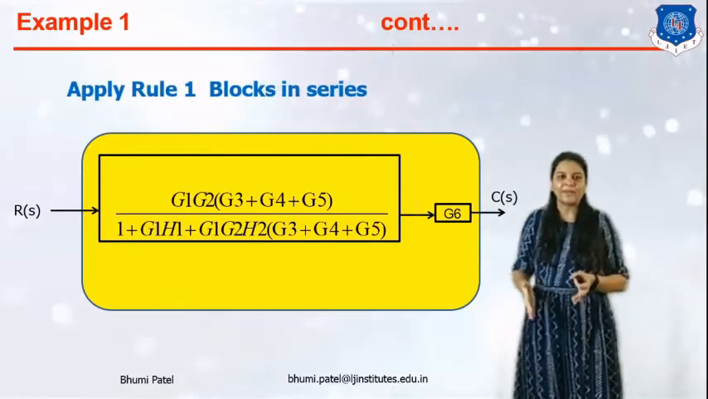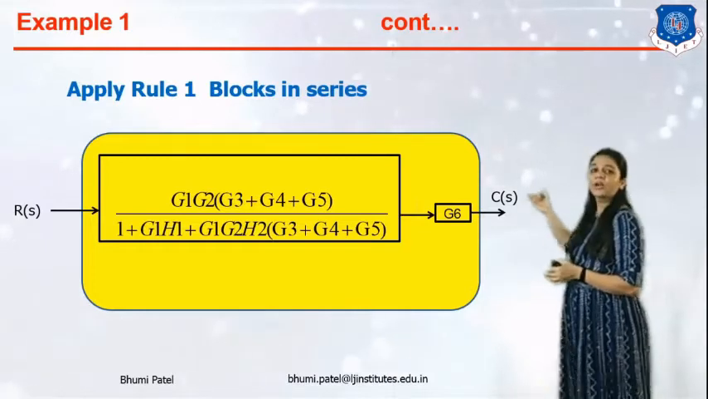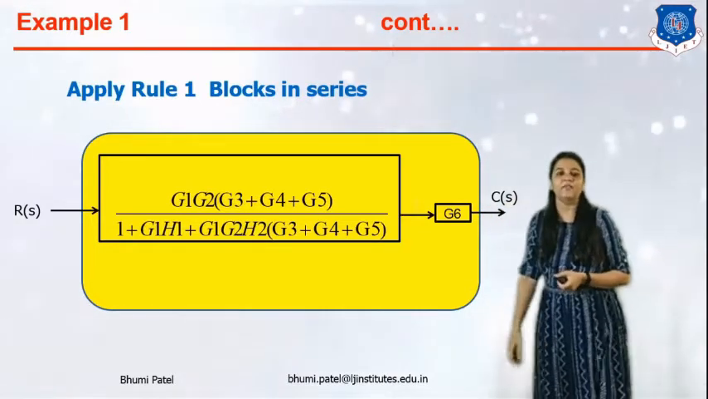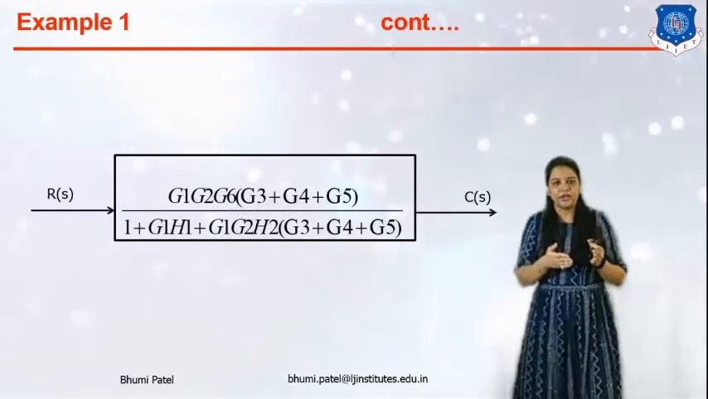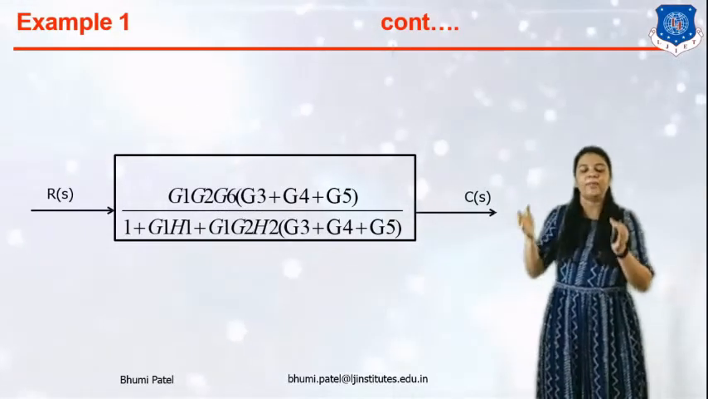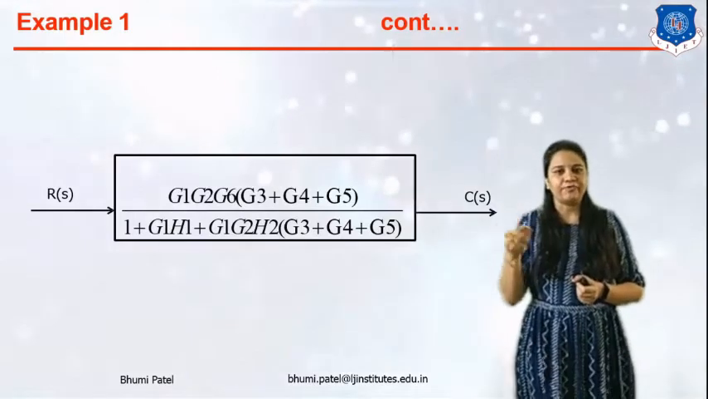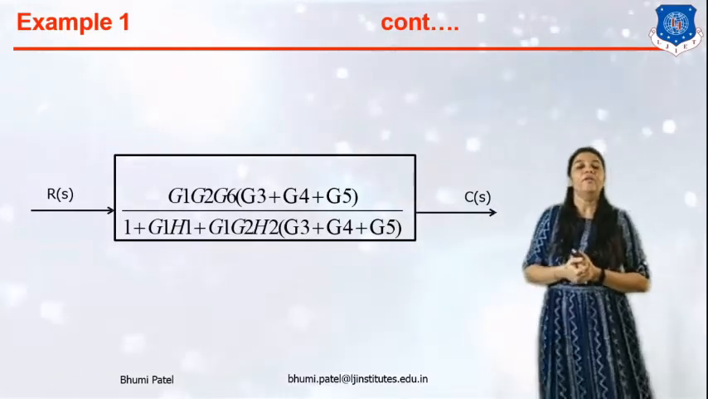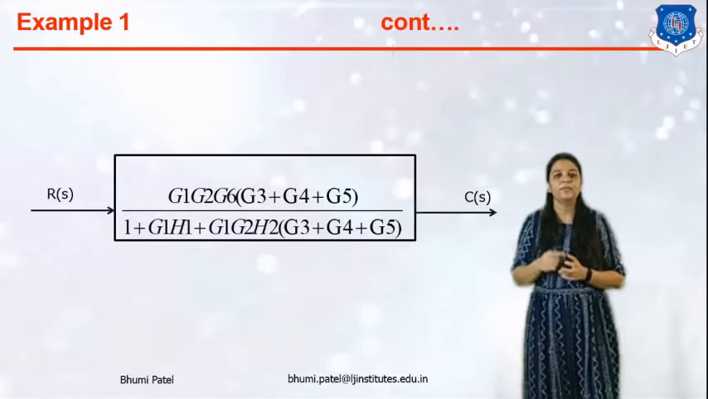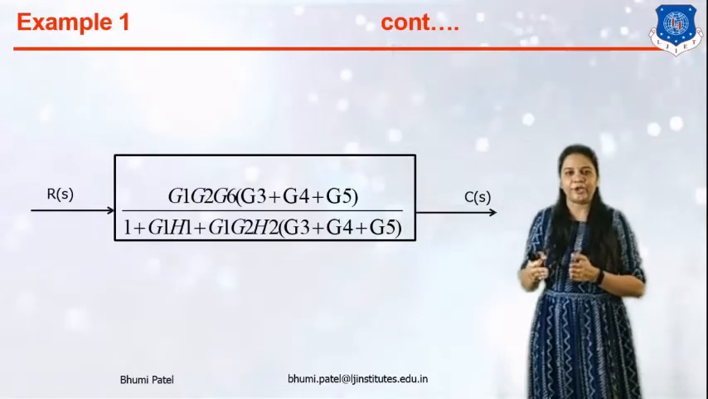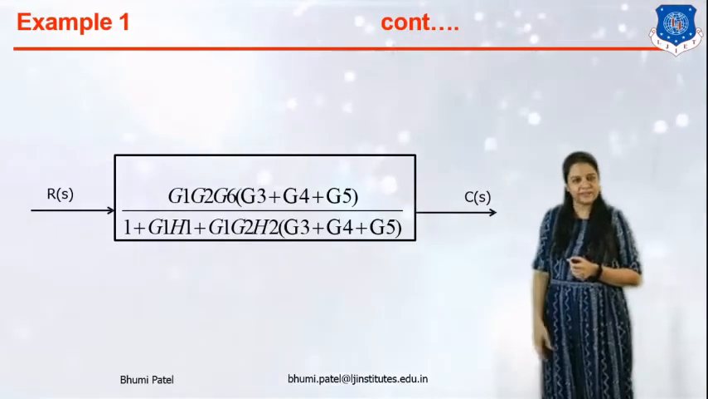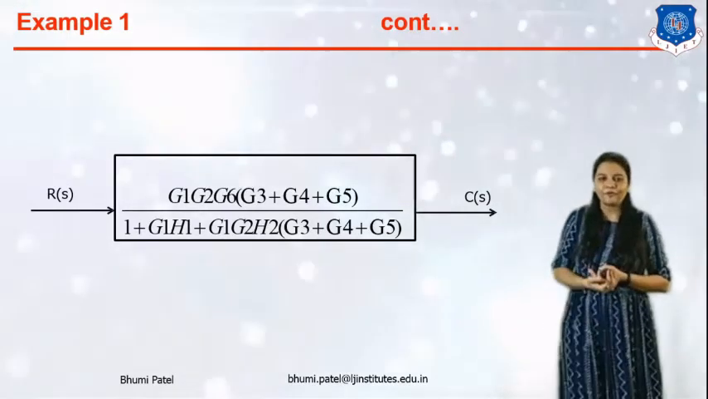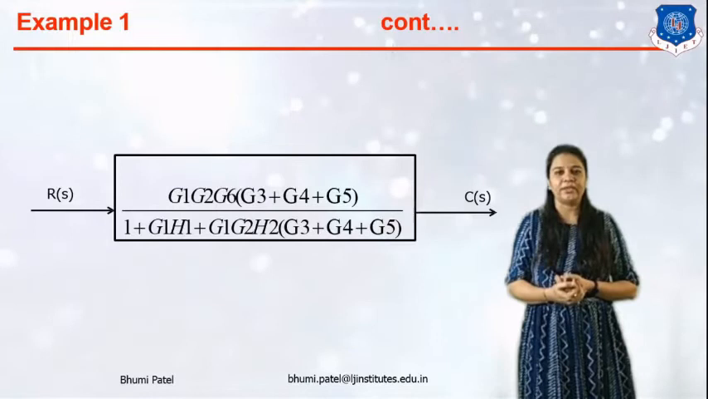So we can simply multiply the G6 block with this block and we can get this type of block: G1, G2, G6 in bracket G3 plus G4 plus G5 upon 1 plus G1 H1 plus G1, G2 H2 in bracket G3 plus G4 plus G5. Okay, now we have to find the transfer function of the system.